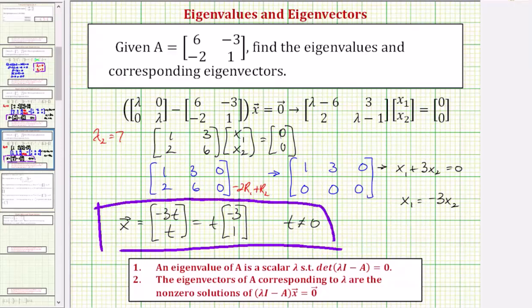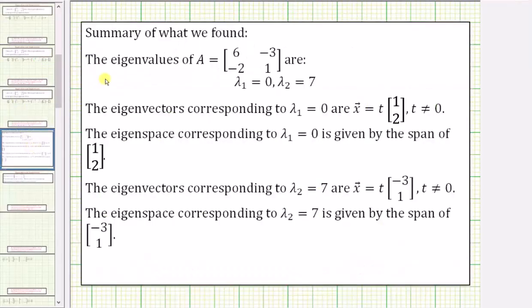So to summarize what we found, the eigenvalues of the matrix A are lambda sub 1 equals 0 and lambda sub 2 equals 7. The eigenvectors corresponding to lambda sub 1 equals 0 are the vectors x in this form here, where t doesn't equal 0. We can also say the eigenspace corresponding to lambda sub 1 equals 0 is given by the span of this vector. And the eigenvectors corresponding to lambda sub 2 equals 7 are the vectors x in this form, again where t can't equal 0, and the eigenspace corresponding to lambda sub 2 equals 7 is given by the span of this vector.